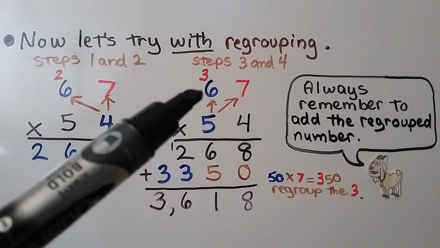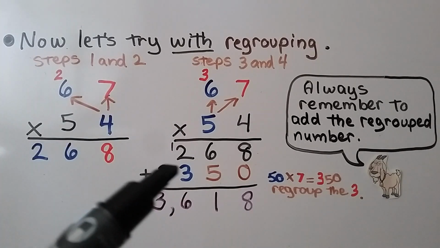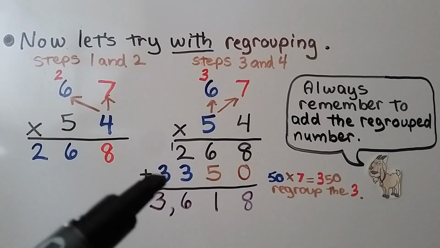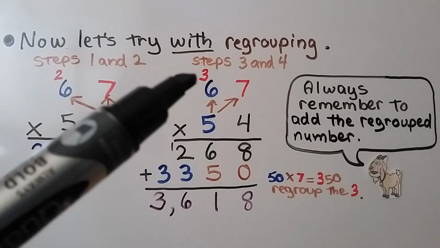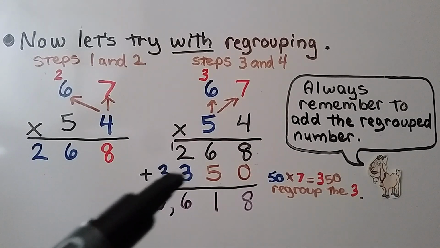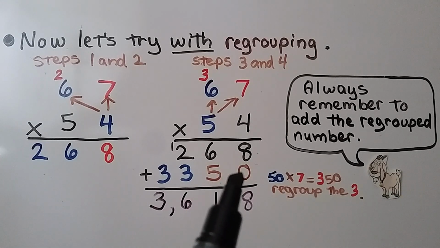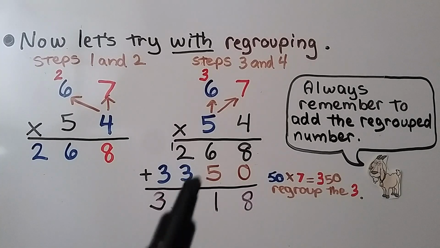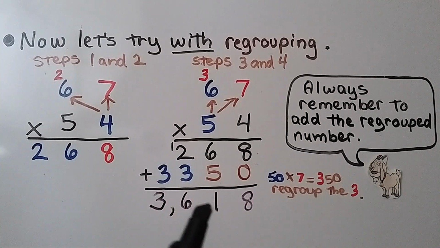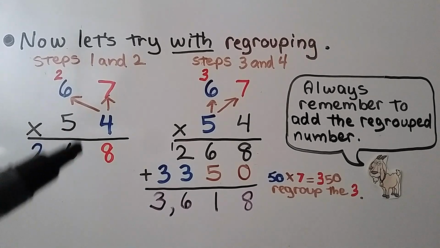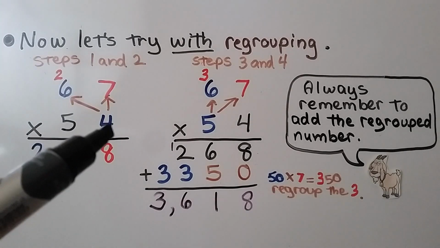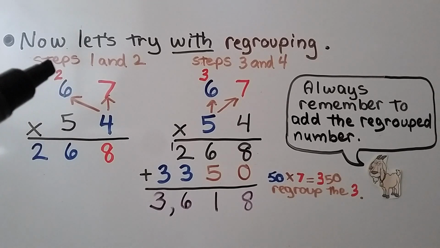Now we do the 5 times the 6, which is 30, plus 3 more is 33. We write it here, and that's really 50 times 60, which is 3,000 plus another 300, isn't it? So we have 3,300 there. We add our partial products. We have 8 plus 0 is 8. 6 plus 5 is 11. We regroup the 1 and put the 1 down. We have 3 plus 2 plus 1 is 6. We drop down the 3. We have 3,618.